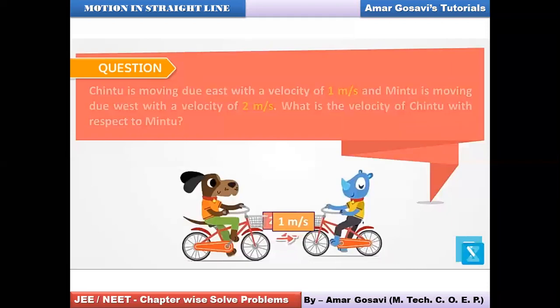If we try to put it in the form of a diagram or a picture, you will realize these two are moving towards each other. One is moving towards east, the other is moving towards west, and one is moving with a velocity of 1 meter per second, the other with a velocity of 2 meter per second. And what are we supposed to estimate? We are supposed to estimate the velocity of Chintu with respect to Mintu. Hopefully you have noted down this problem so that we start discussing the solution further. Please let me know once you are done with it. Yeah, friends, most of you say done.